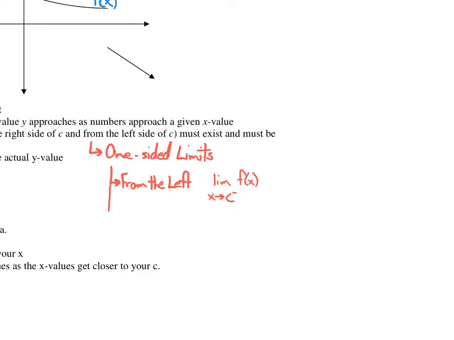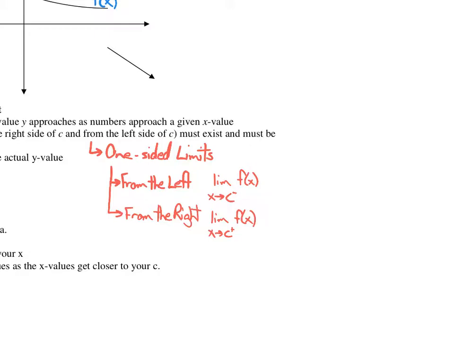If we are coming from the right, what do you think the notation is for that? Yeah, we're going to do the same kind of thing but with a plus sign instead. So x is approaching c from the positive side, because the right-hand side of our x-axis is the positives. So that's some basic notation.